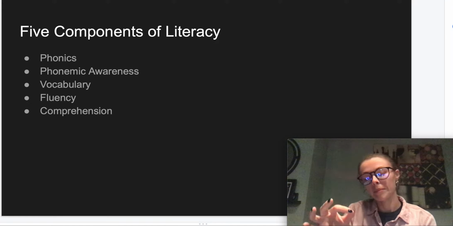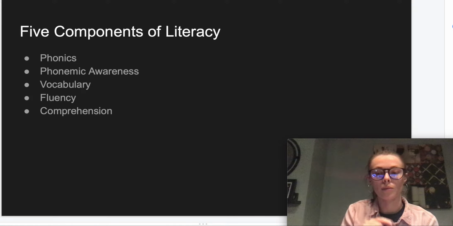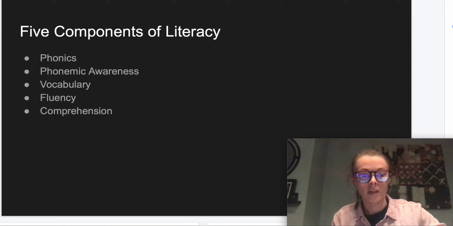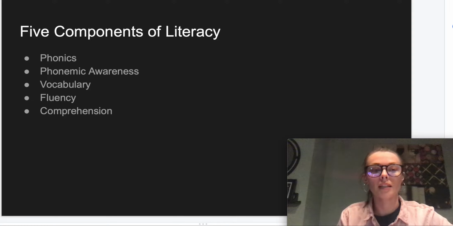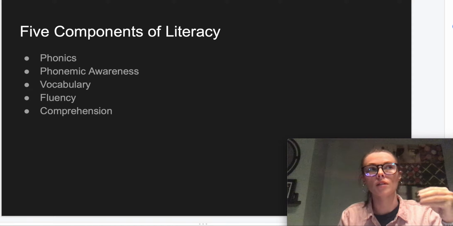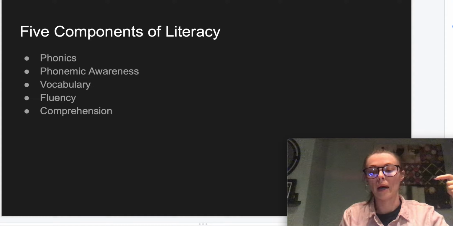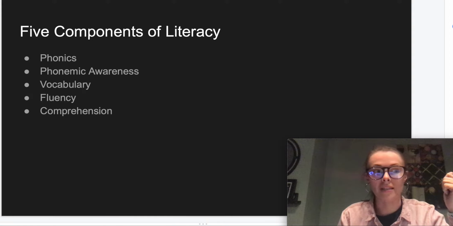Now, before we begin discussing remediation strategies, we need to make sure we have a clear understanding of the 5 components of literacy. So, first, we have phonics. Now, phonics is the relationship between letters and sounds, and what we often hear associated with this is the alphabetic principle. Next, we have phonemic awareness, and that is all about sounds within words. So it really focuses on what you hear, and phonics focuses a lot on what you see.